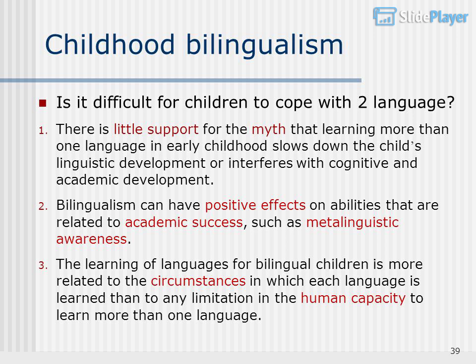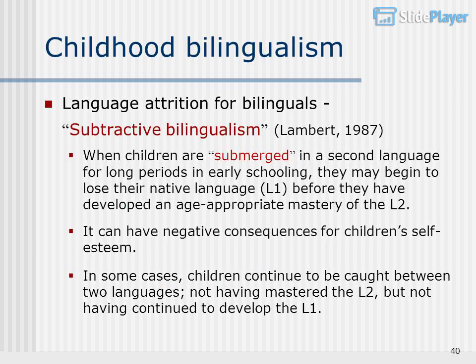There is little support for the myth that learning more than one language in early childhood slows down the child's linguistic development or interferes with cognitive and academic development. Bilingualism can have positive effects on abilities that are related to academic success, such as metalinguistic awareness. The learning of languages for bilingual children is more related to the circumstances in which each language is learned than to any limitation in the human capacity to learn more than one language. Childhood bilingualism.